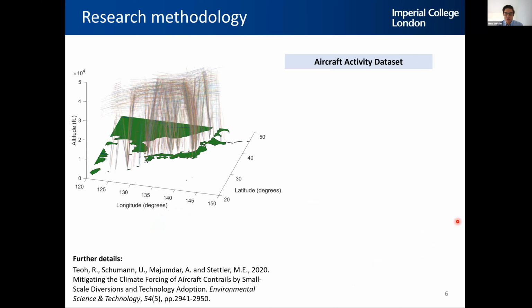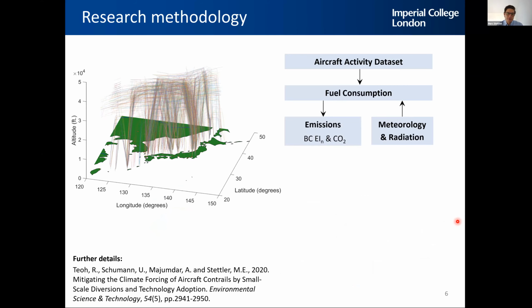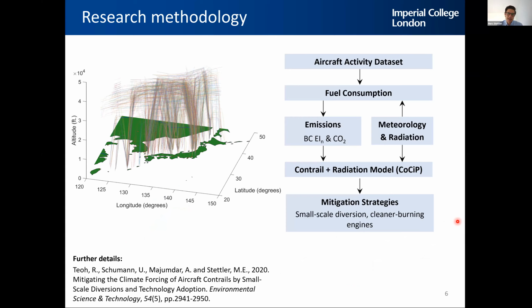Research method is that we took an aircraft activity data set for Japanese airspace. Using that, we predicted fuel consumption with also input of meteorology. From fuel consumption, we estimated emissions of black carbon particles and CO2. We fed the emissions and meteorology and radiation into a contrail and radiation model, so that's called COSIP. And then using those results, we were able to evaluate mitigation strategies.